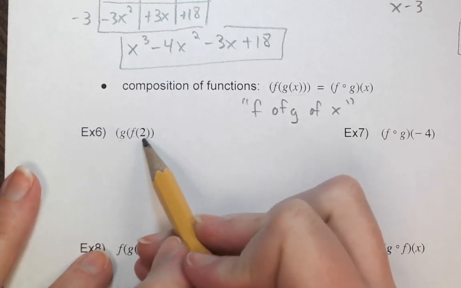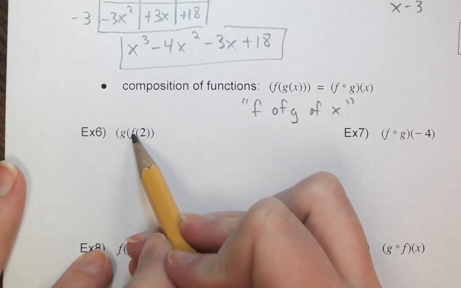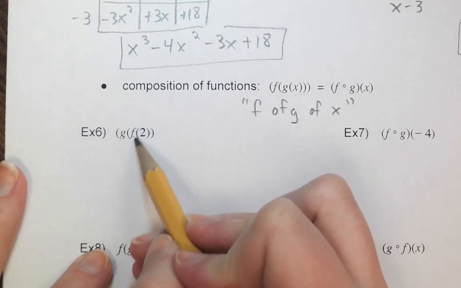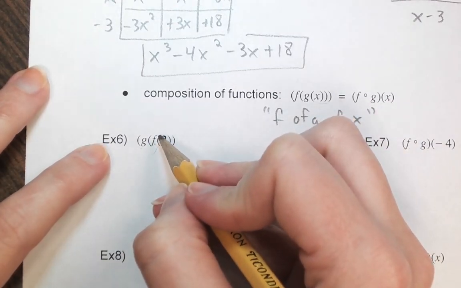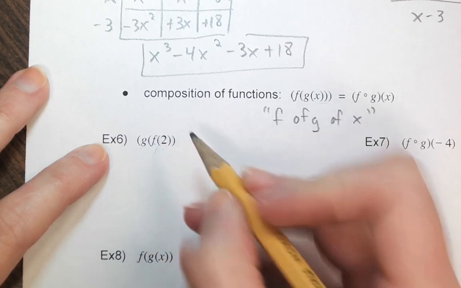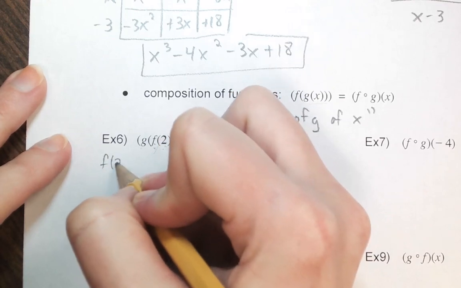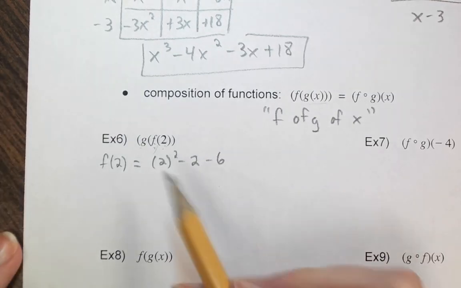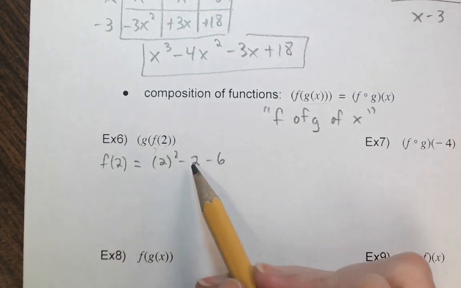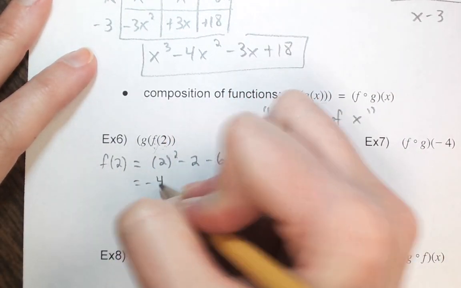So I'm going to start with a 2, and I'm going to take the 2 and substitute it in for x in the f. I'm going to get an answer from that, and then whatever answer I get, I'm going to plug into g. So let's go back and write down what f was. f was x squared minus x minus 6. So I'm going to replace the x's in my f function with 2. First I'm doing f of 2. That's going to become 2 squared minus 2 minus 6. So that's 4 minus 2 is 2, 2 minus 6, negative 4. So f of 2 is negative 4.